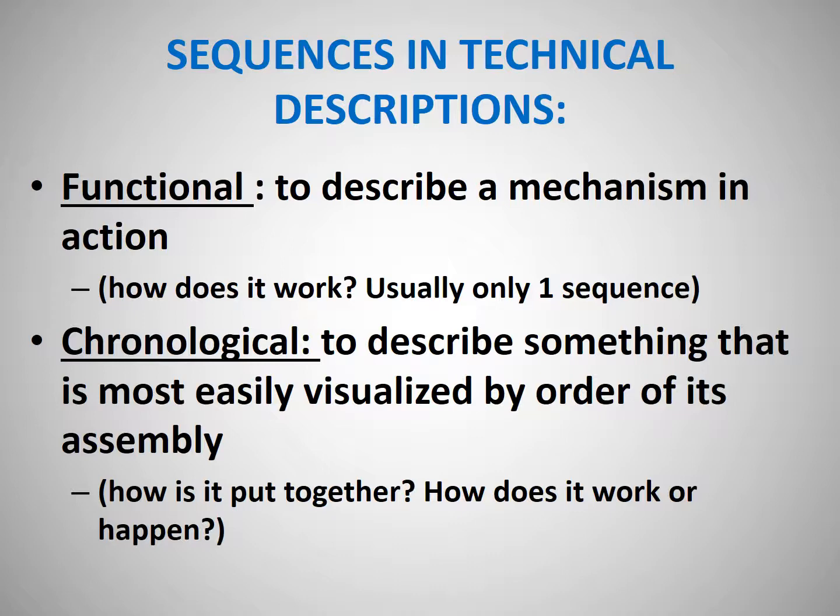All right? But sometimes we do another kind of sequencing, which is called chronological. And that is to describe something that seems most easily visualized in how it was assembled. How was it put together? So you're describing step by step, again, in a logical sequence, how something is put together, or how it works, or how it happens. All right? In that case, you may end up actually with more than one sequence, depending on how complex this thing is that you're describing.